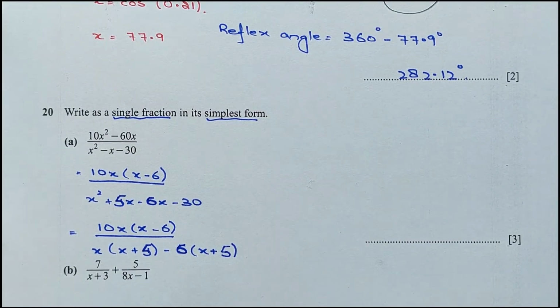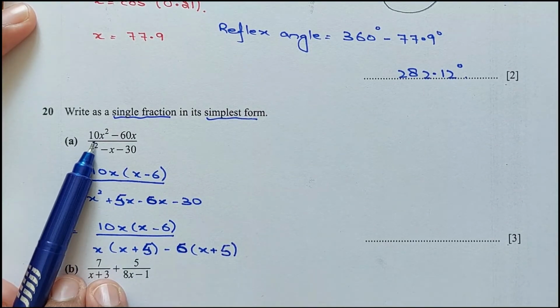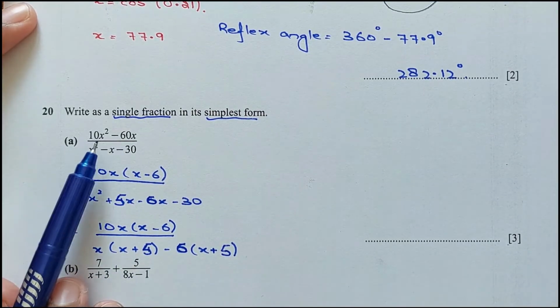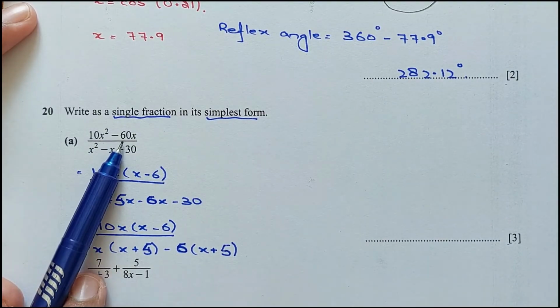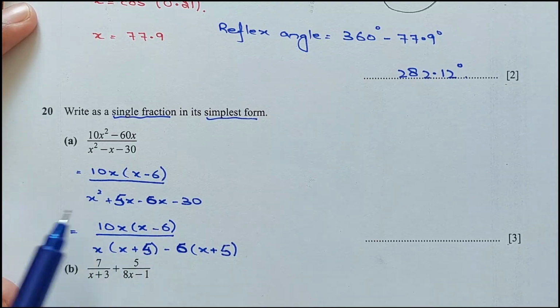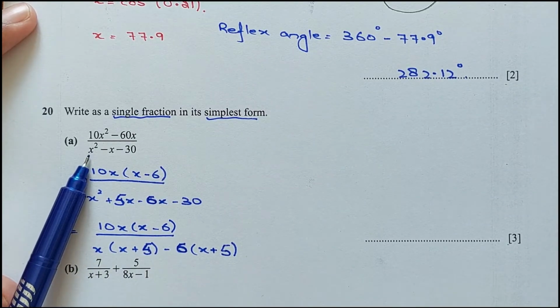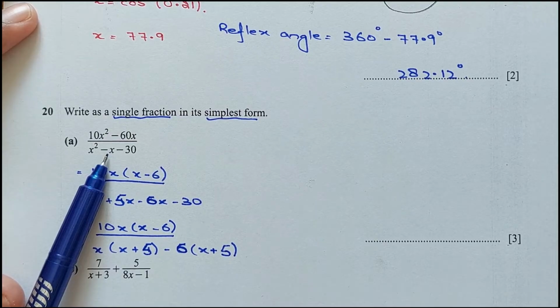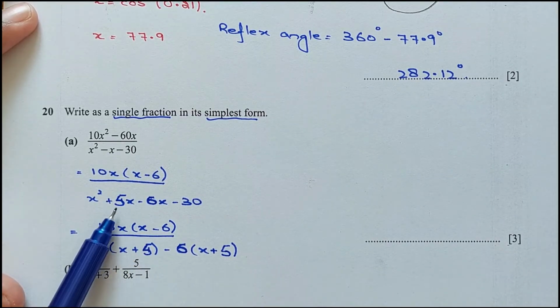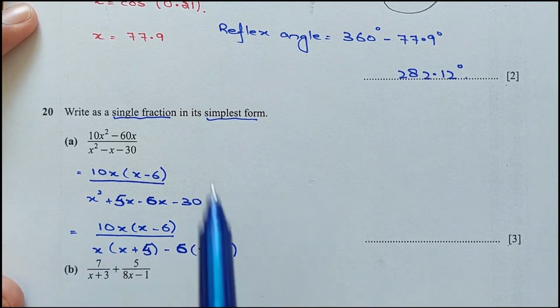So let me explain one more time. From 10x square minus 60x, I took 10 common. 10 and 60, the common is 10, and x square and x, the common is x. So from here we are left with just x, and 10 times 6 would be 60. From the denominator we have to break the middle term. So 1 times 30 would be 30. So we have to find the factors of 30 whose difference would be negative 1 to break the middle term. We know that 5 times 6 is 30, and 6 minus 5 is negative 1. So 5 minus 6, sorry, 6 should be negative.